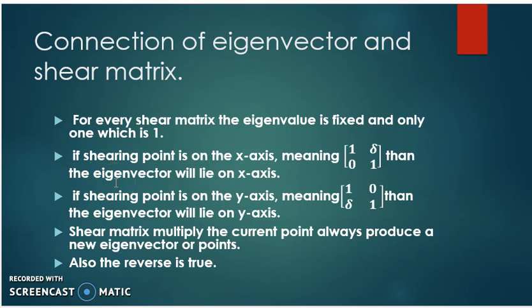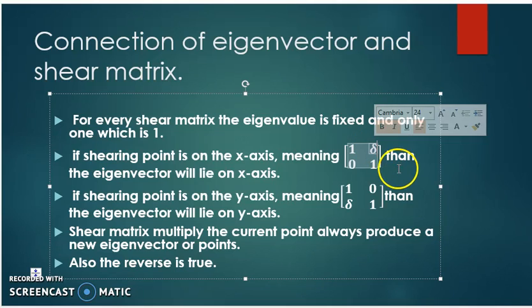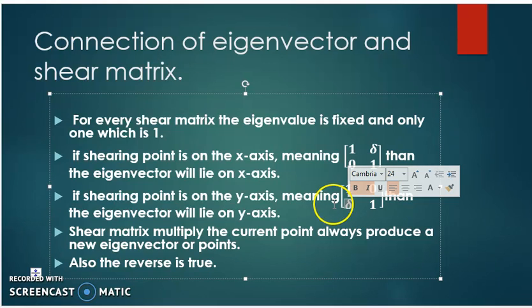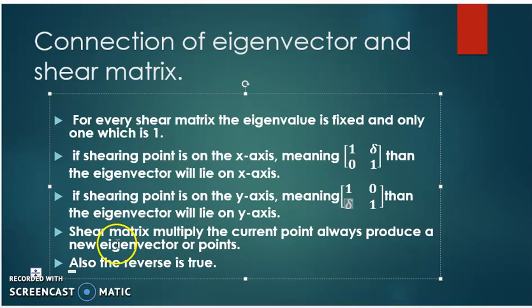Second, if the shearing point is on the x-axis, it changes into this form, where the eigenvector will lie on the x-axis, because only the x-axis will get changed and the other will remain unchanged. The third point is if the shearing point is on the y-axis, in this case the eigenvector will lie on the y-axis, and only the y-axis value will change, and the other will remain unchanged.